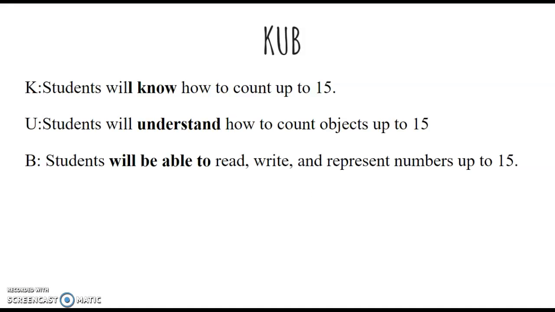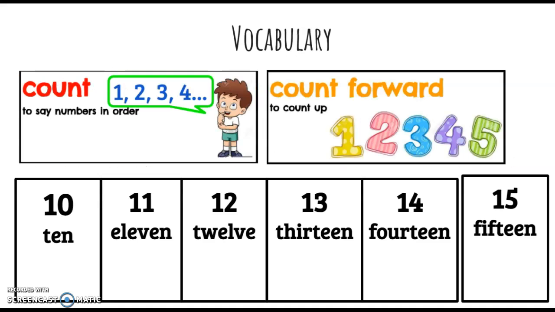Let's start with the cub. And remember, the cub lets us know what we're going to be learning. So students will know how to count up to 15. Students will understand how to count objects up to 15. And students will be able to read, write, and represent numbers up to 15. Okay? So what you're going to learn today is how to count up to 15. You're going to learn how to count objects up to 15. And your job is going to be reading, writing, and representing numbers up to 15.